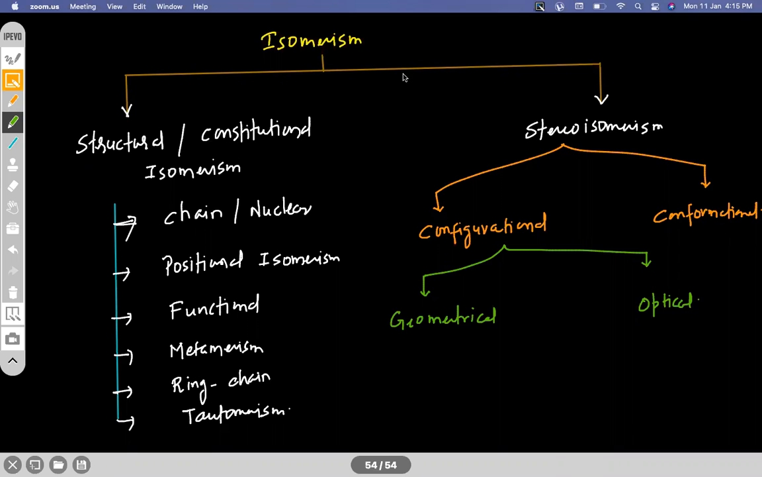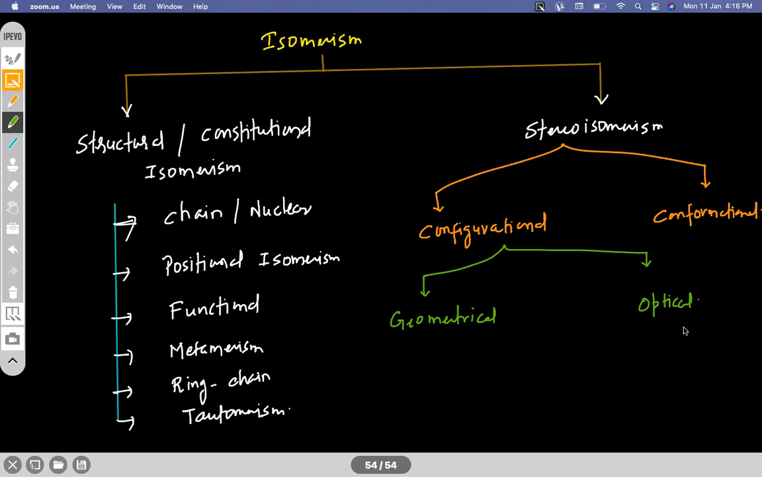Okay, now for your school exam, only structural they'll ask. If you look at the entire portion, the chapter is quite big. We have configurational. These two are very important for competitive exam. Conformational is also important, right? So all these things are important. But in a school exam, they'll give you this and to some extent, geometrical isomerism. Optical isomerism, they'll teach you hardly 10 to 15 minutes, not more than that.